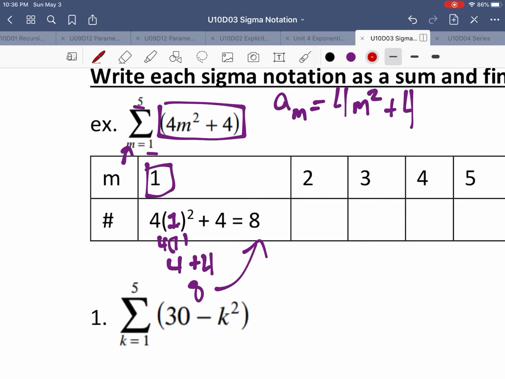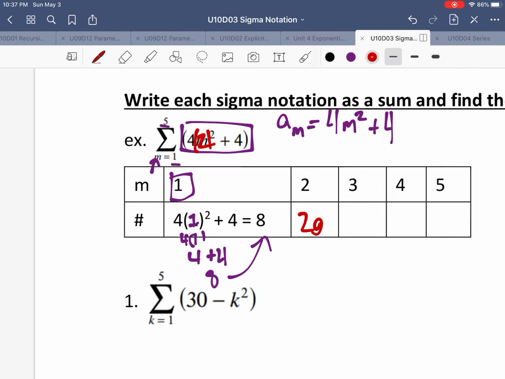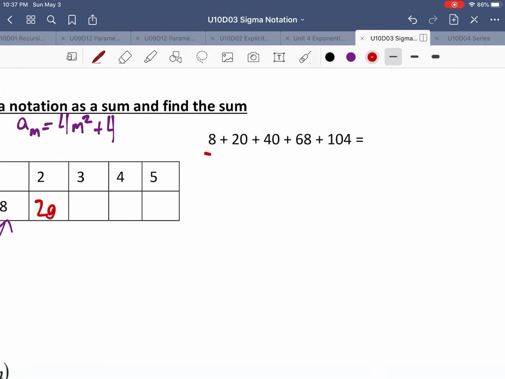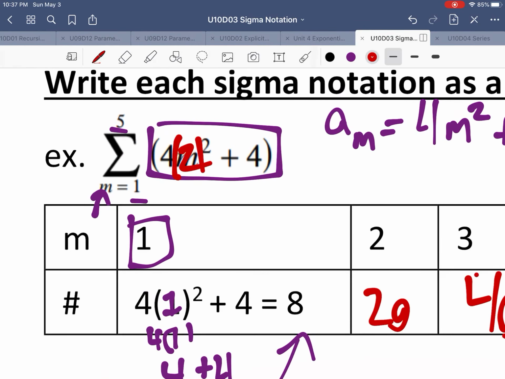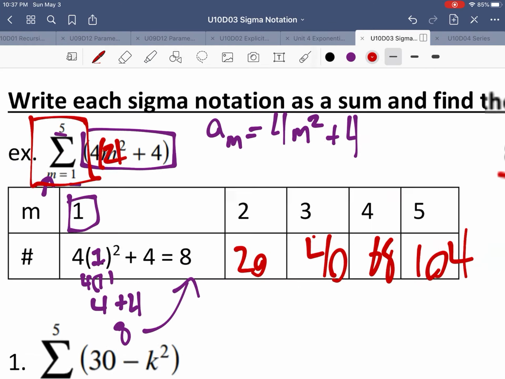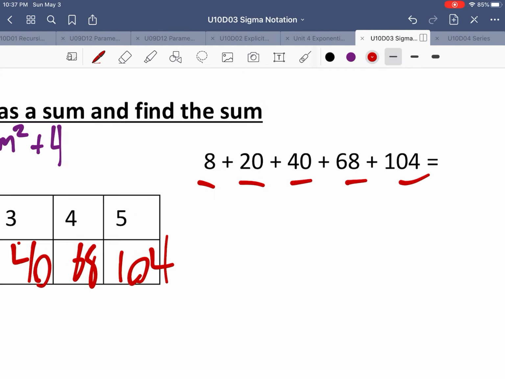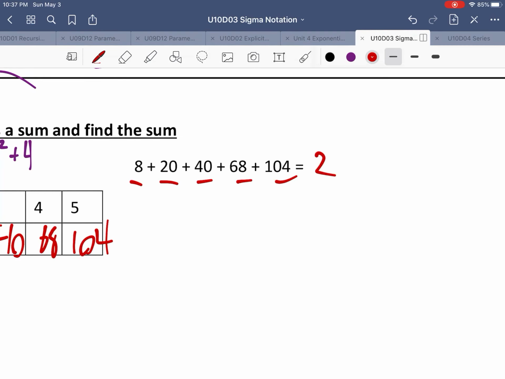Let's do that again. So we'll plug in 2. So 4 times 2 squared. 2 squared is 4. 4 times 4 is 16, plus 4 is 20. So we'll get 20. If we plug in 3, we will actually continue to go and we'll get 8, 20, 40, 68, and 104. So the sum of those values, which is what we're told to do, being given that we're given the sigma, the capital Greek S, is to add up all these numbers. So we just add them all up and we get 280.